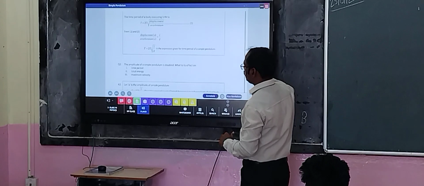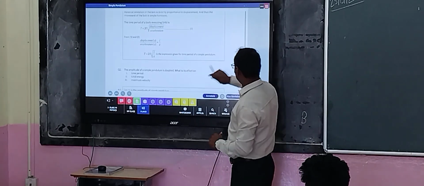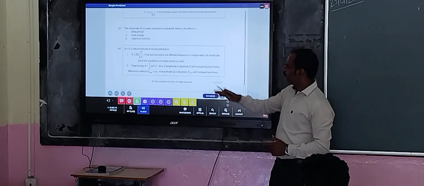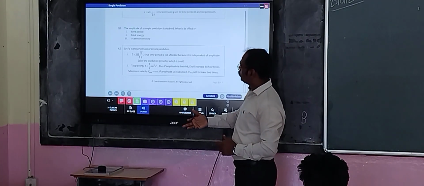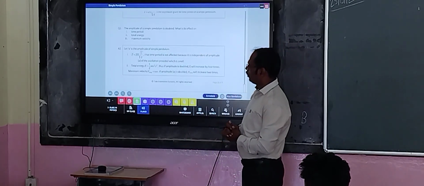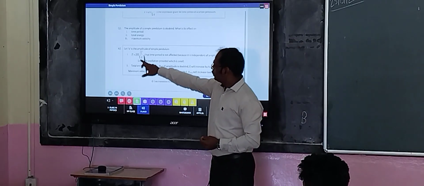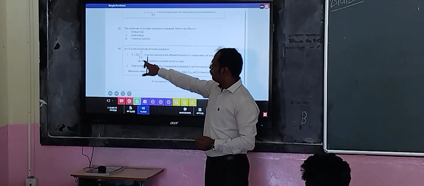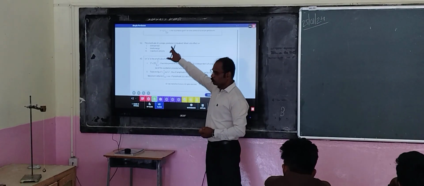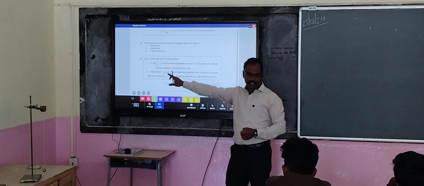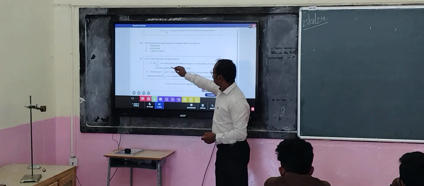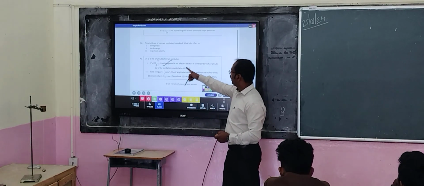Now the second question. The amplitude of a simple pendulum is doubled. If you increase the amplitude, what will happen to the time period, total energy and maximum velocity? The answer is given by T equals 2 pi root of L by g. Thus, the time period is not affected by amplitude. It depends only on the length and gravity.